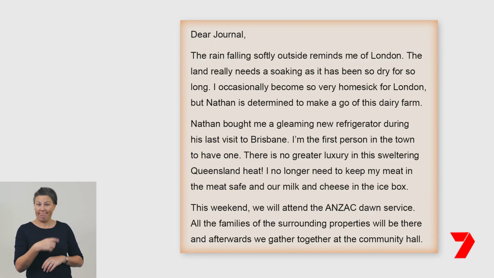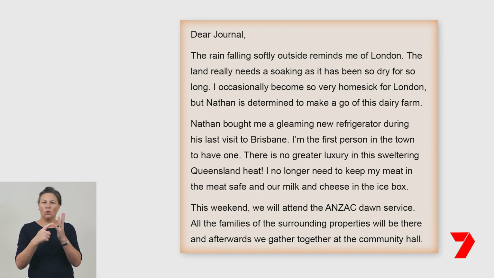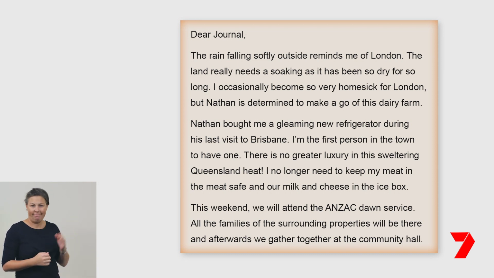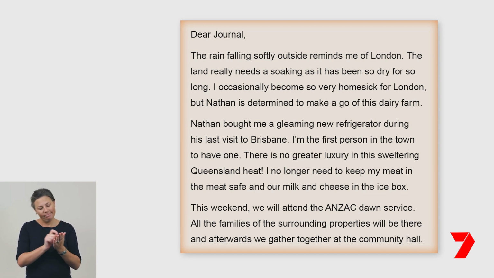How about we take a close look at how these different types of contexts are conveyed in a text by looking at an example. Here is an extract of a journal entry. It has been written with a particular social, historical, and cultural context. Let's read it together.